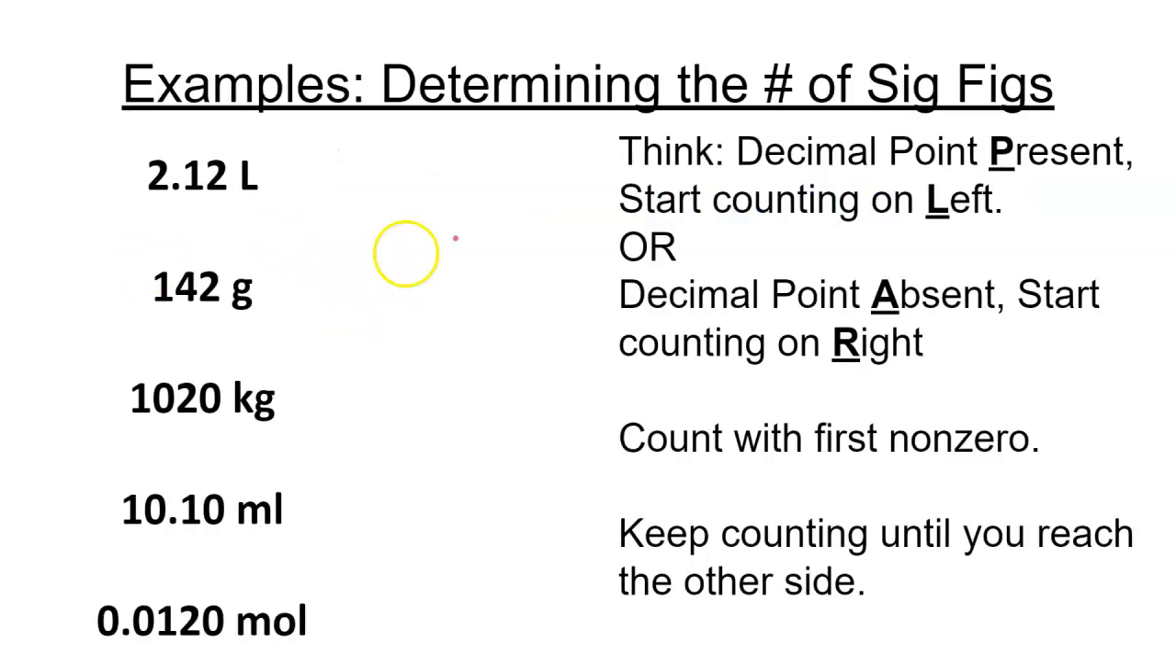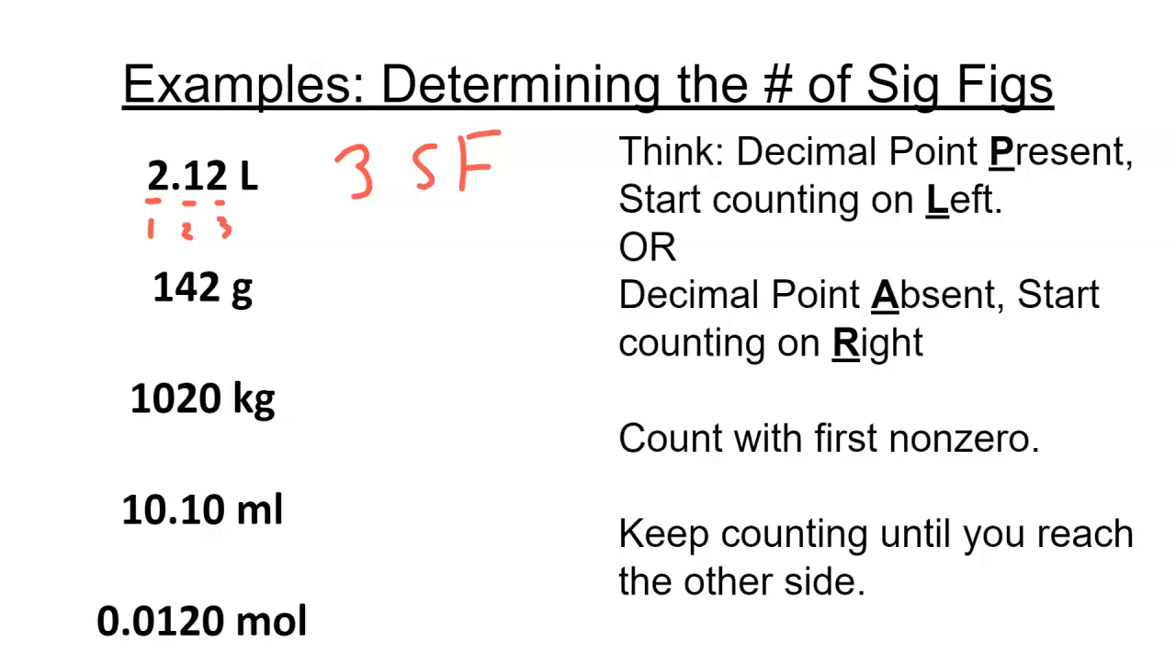So here's 4 examples. The first thing we have to decide is whether the decimal point is present or absent. For this one, it's present. In other words, it's typed in. When it's present, to count the number of significant figures in the measurement, I start counting on the left with the first non-zero. So this has 1, 2, 3 sig figs. If I ask you to tell me the number of significant figures in a measurement, that's how you would count them for 2.12 liters. And we would call this 3 sig figs.